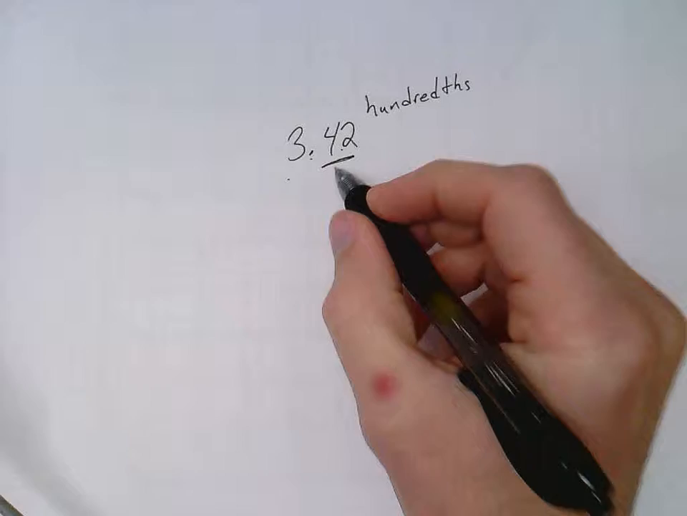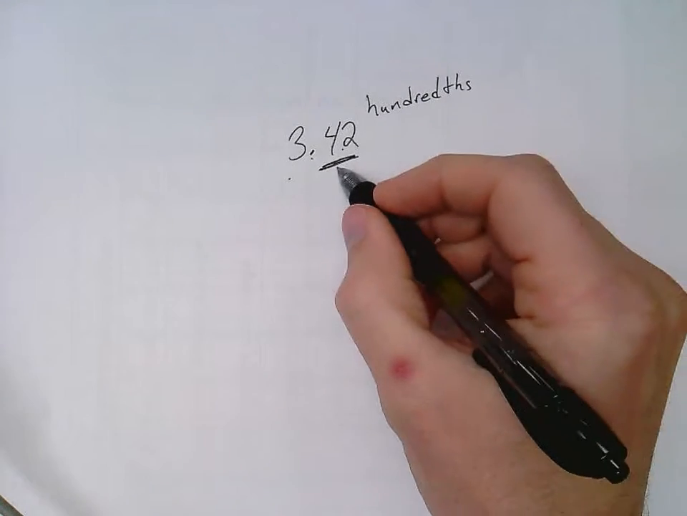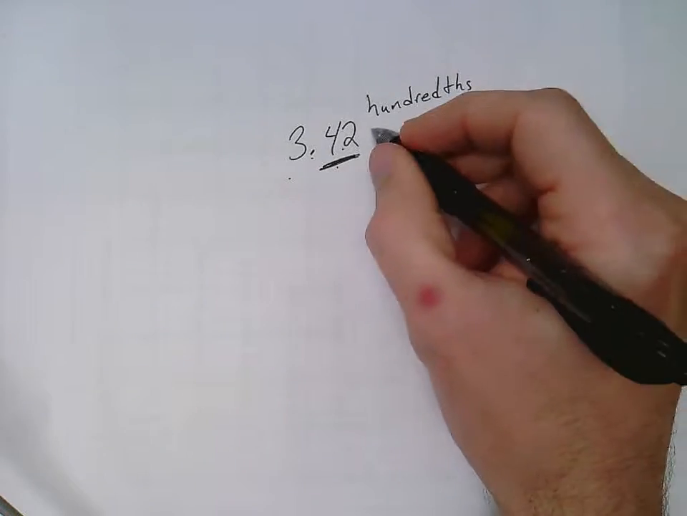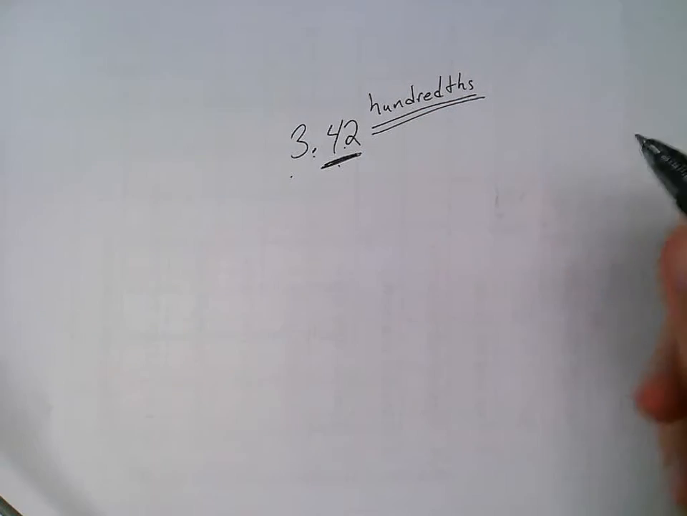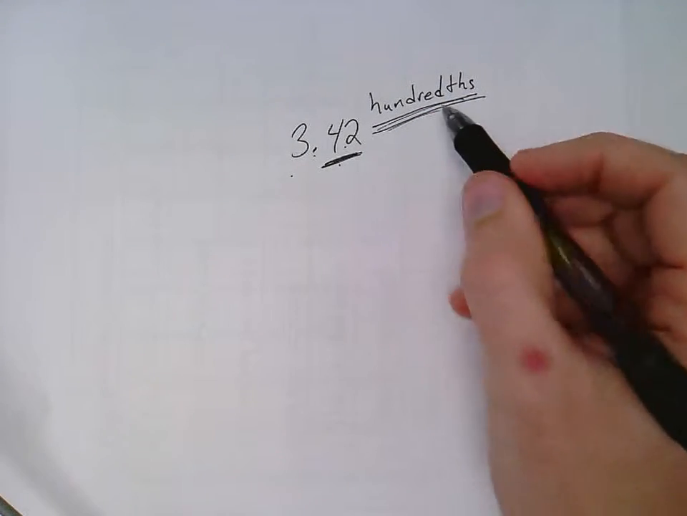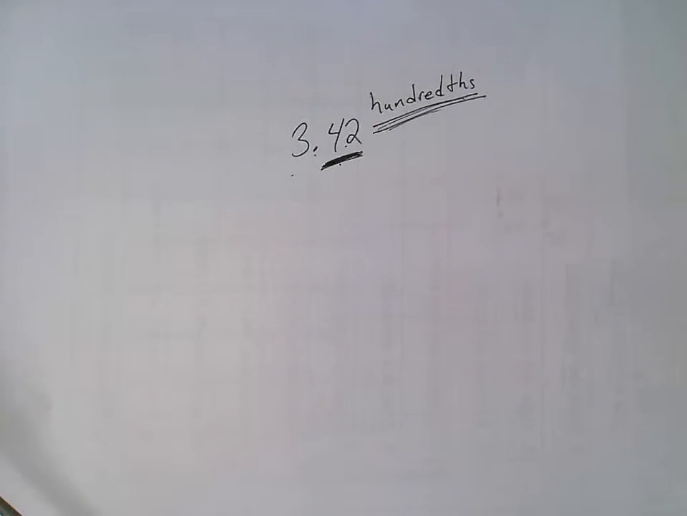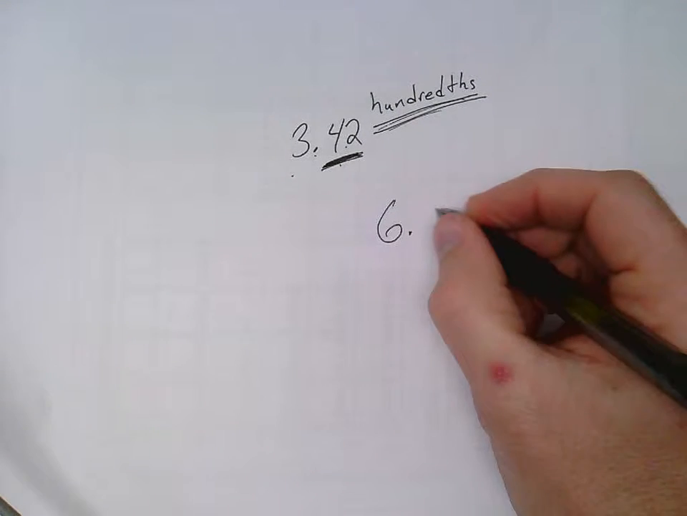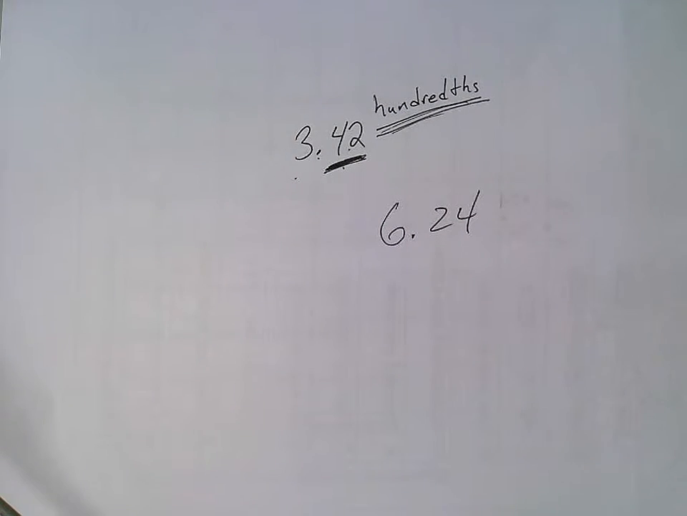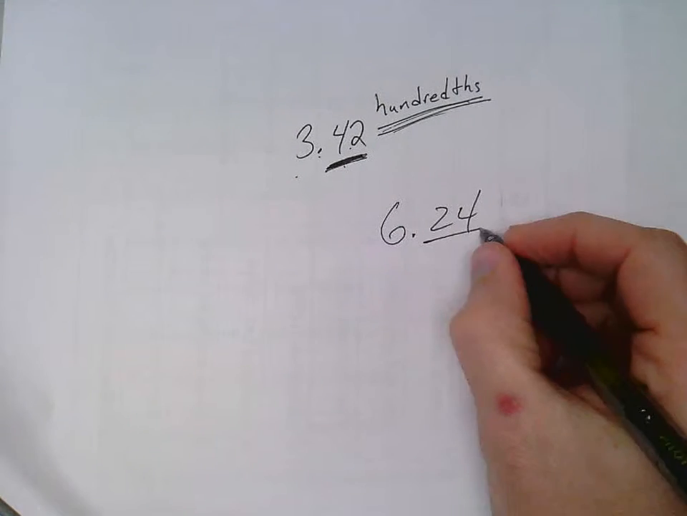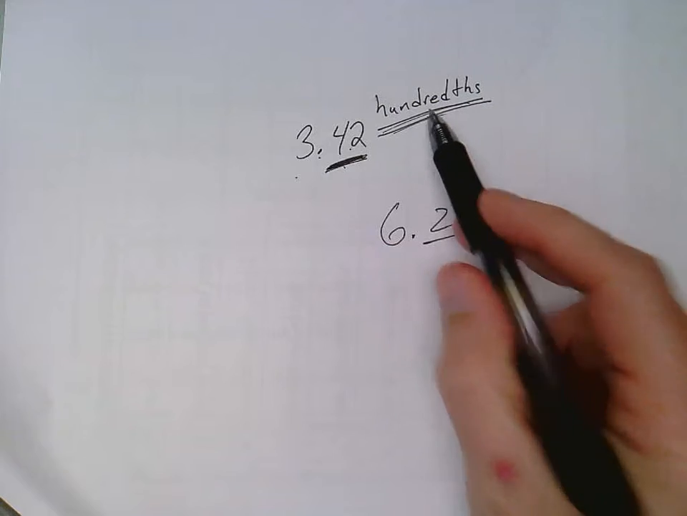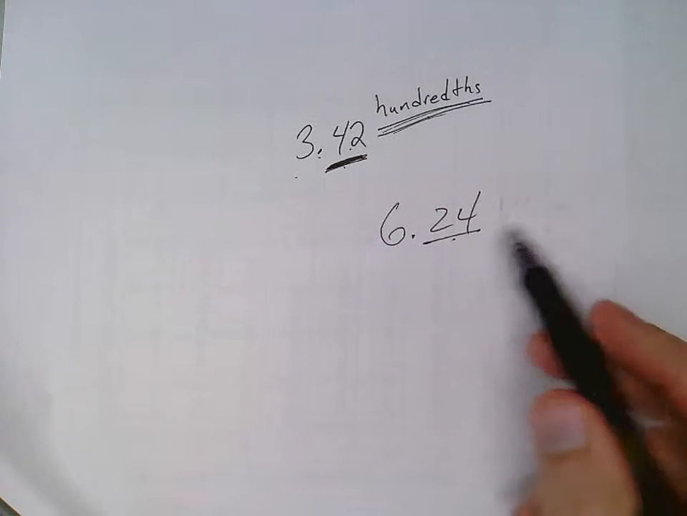So for the decimal, the first name of that is 42 and the last name is hundredths. The last name is hundredths because there are two decimal places. So like I said earlier, anything that has two decimal places is hundredths. This one here, 6 and 24 hundredths. First name 24, last name hundredths because it has two decimal places.